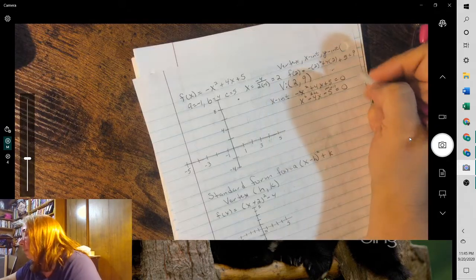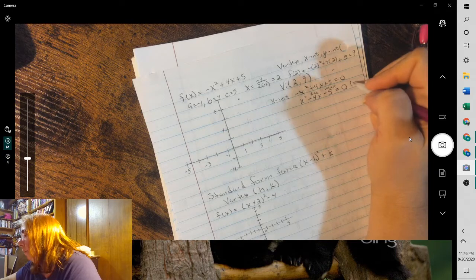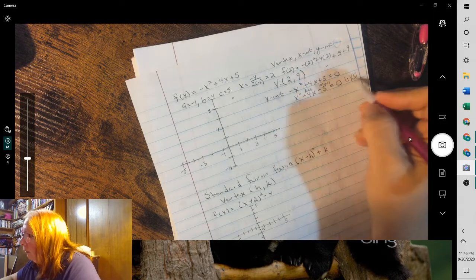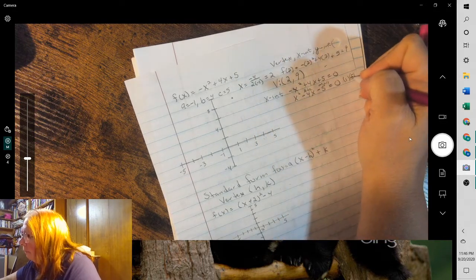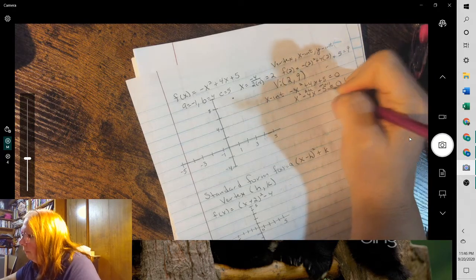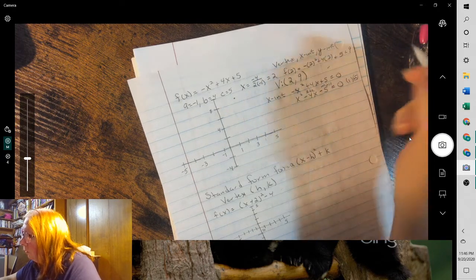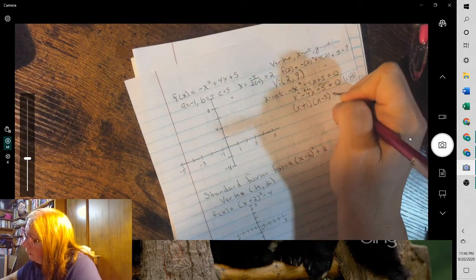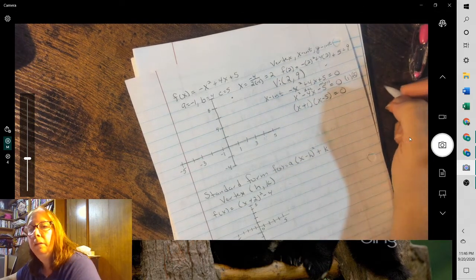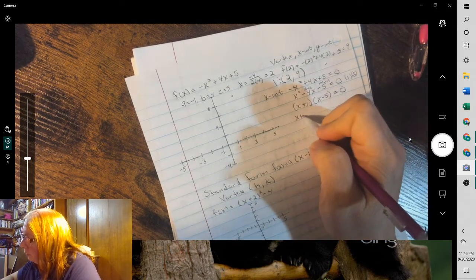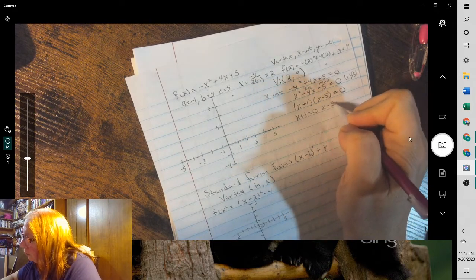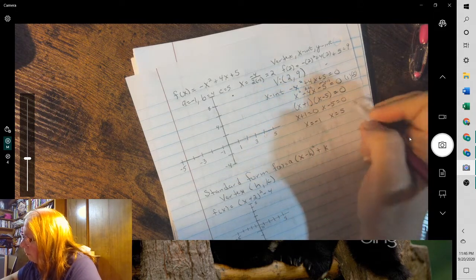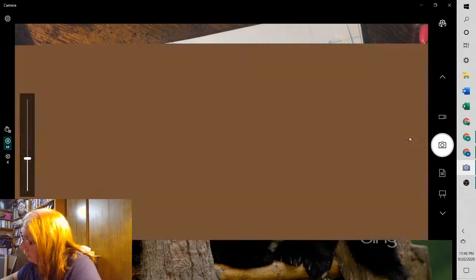And those would be 1 and 5. In order to make it negative, we need one of these to be negative. If we make the 5 negative, when we multiply them, we get a negative 5, and when we add them, we get the negative 4. So it's x plus 1 and x minus 5. Set each equal to 0 and solve. So 5 and negative 1.